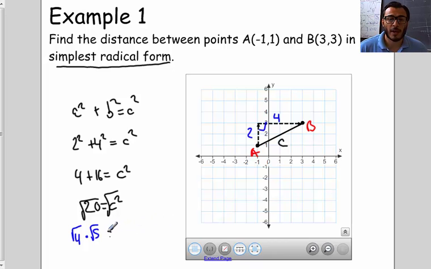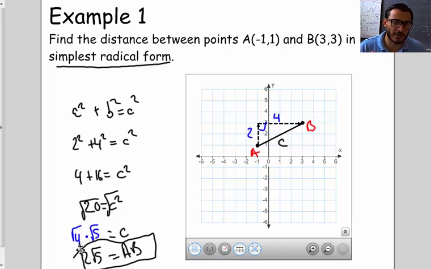So radical 4 times radical 5 is indeed radical 20, or c. And the square root of 4 is 2, right? Radical 4 becomes 2. So I get 2 radical 5 as my hypotenuse. So 2 radical 5 is the length of AB. Now, if you need more help with simplifying a radical, I do have a video dedicated just for that. You can look around on the website for simplifying a radical. But that's basically how we find the distance between 2 points without using the distance formula.